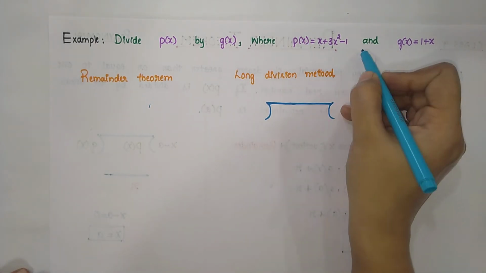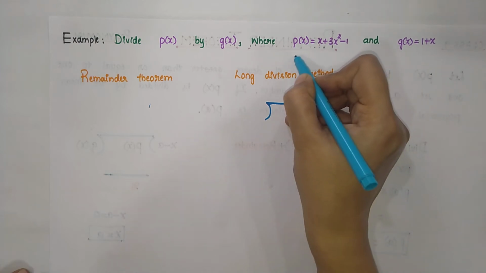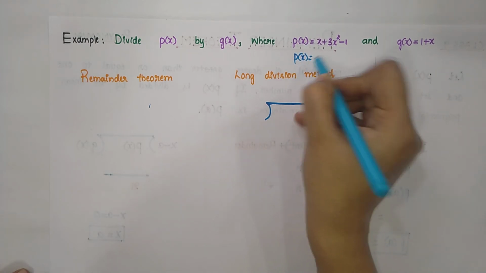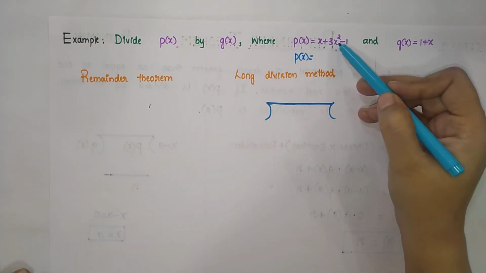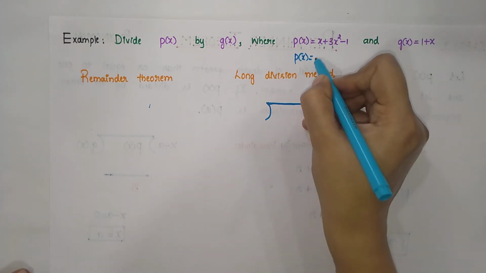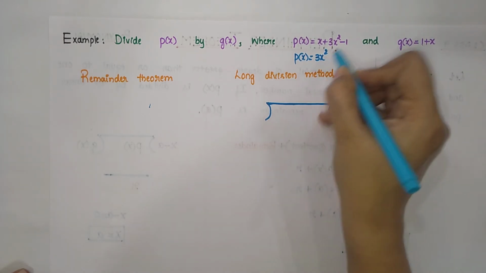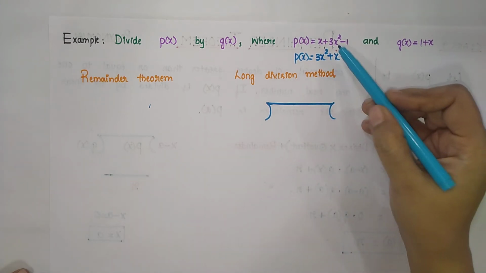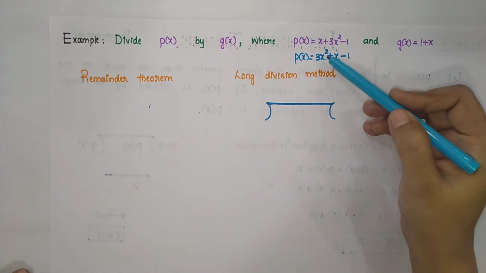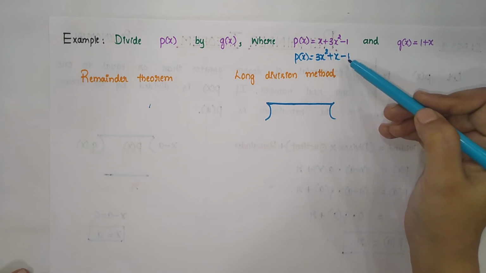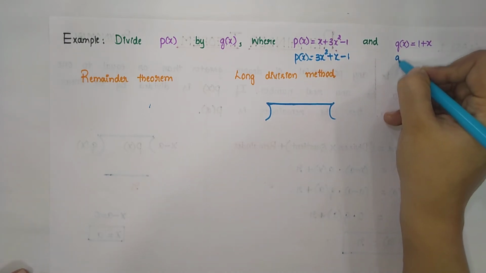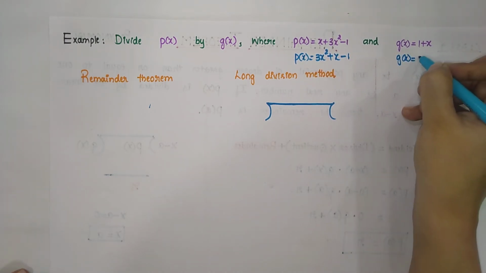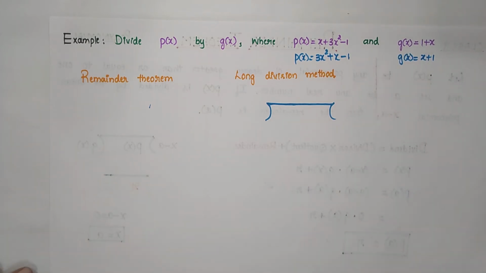Before that, let us write the given polynomial in the proper order. It is given p of x equal to x plus 3x square minus 1. So we will write this as 3x square plus x minus 1. That is, you have to write in the decreasing order of the power or the exponent of the variable. Similarly, g of x equal to x plus 1.